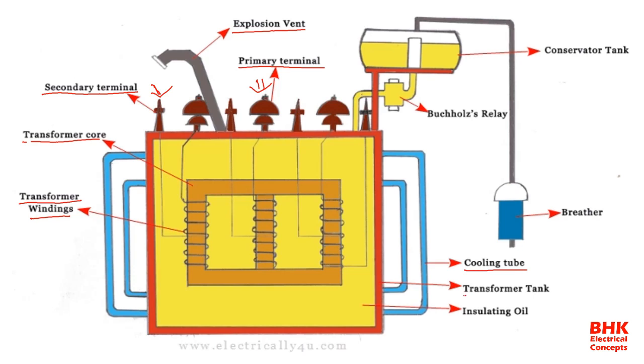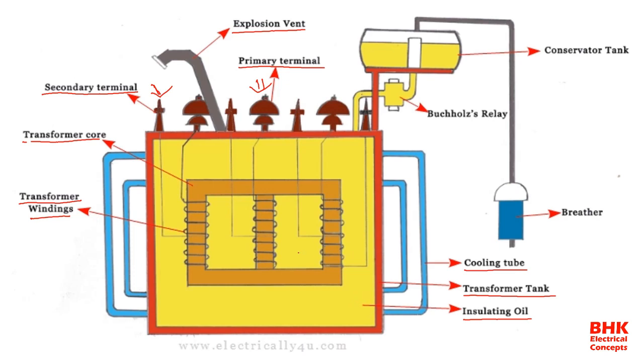The next part is the transformer tank. So this complete box represents the transformer tank, and the yellow color represents the transformer oil. It means, in this particular transformer diagram, first we have the transformer tank, and in that transformer tank we are placing the insulating oil. We can also call it transformer oil.